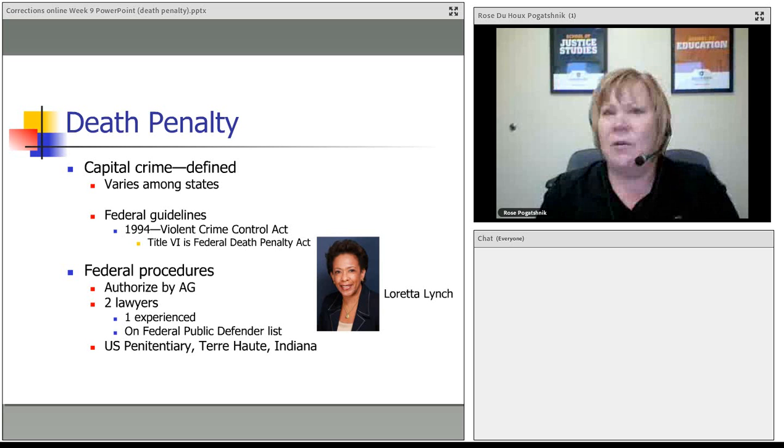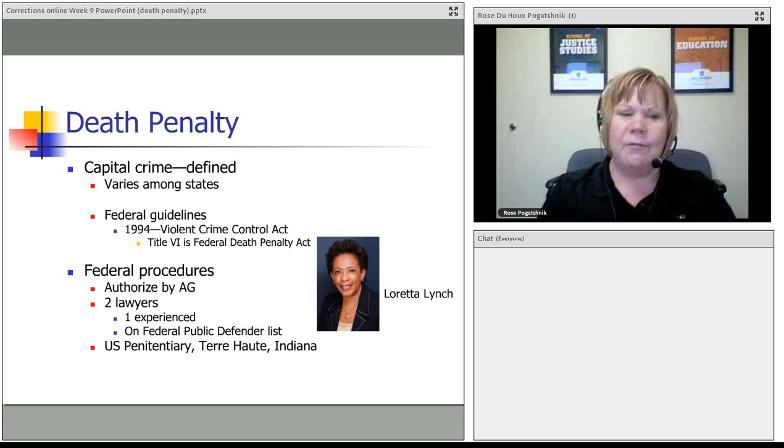Now, in 1994, the Violent Crime Control Act basically gave states some guidelines of what they needed or could include. The federal government, as I said, does still allow for the death penalty. However, in order for someone to be eligible for the death penalty based on a federal offense, it first needs to be authorized by the Attorney General. Of course, we have a new Attorney General, Loretta Lynch, so it'll be interesting to see how she sits on these particular cases.